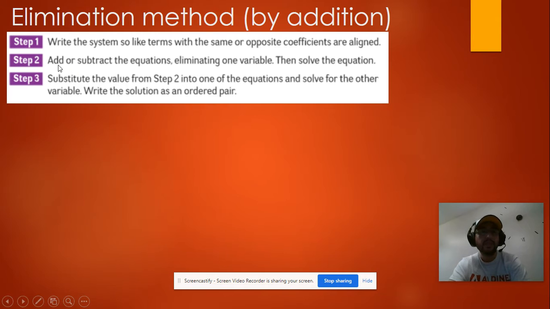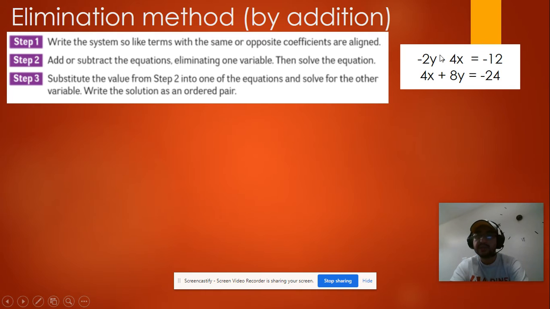Step number two, we need to add or subtract the equations, eliminating one of the variables. That's my goal. For this method, my goal will be to eliminate one of the variables. Now, step number three, substitute the value of the first part of the solution into one of the other equations, and then we need to write the solution as an ordered pair. Let's see an example using addition.